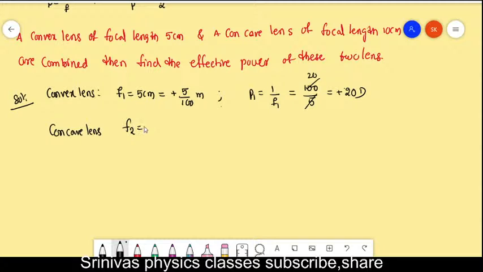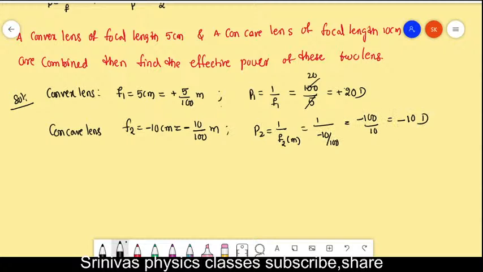Next, another one is the concave lens. Concave lens has the focal length 10 centimeters. This also is converted into meters, 10 by 100 meters. Then the power of this lens we can find out. One thing we made a mistake: the concave lens focal length is negative. And 1 by f2, with focal length in meters, is minus 1 by 10 by 100. Then finally we get minus 100 by 10, which is minus 10 diopters.